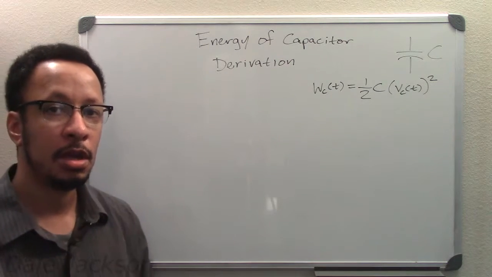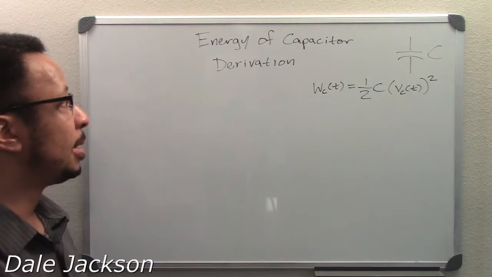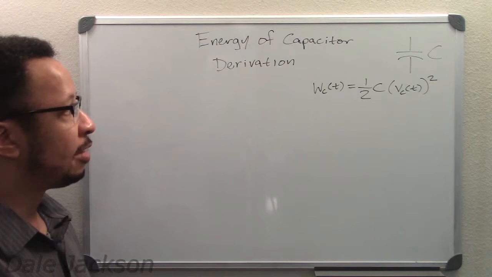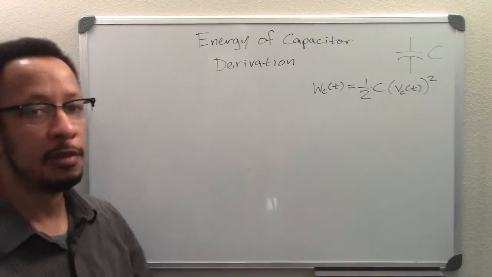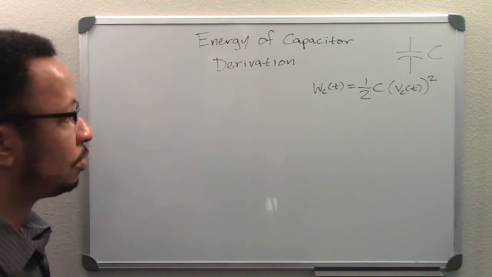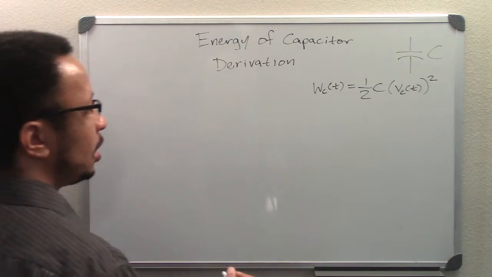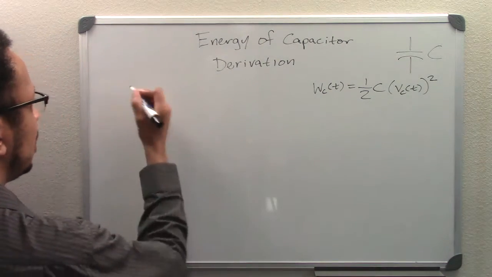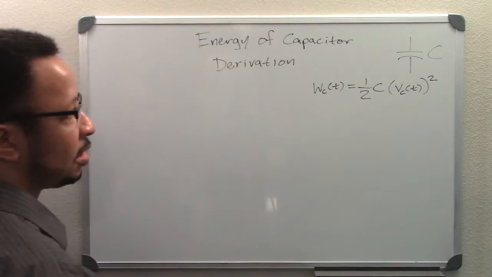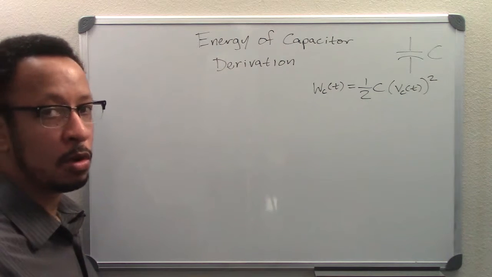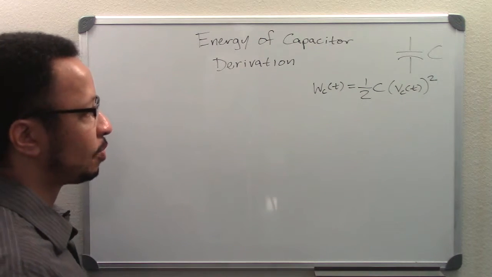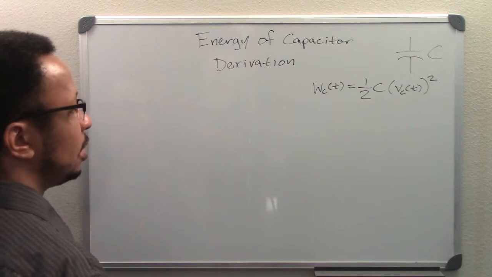Hello everyone. In this video I'll be talking with you about the energy of a capacitor, and what I'll be doing is deriving the expression that we see in textbooks here. And so to start with, the energy of the capacitor, which is Wc of t, that is work of capacitor as a time function.